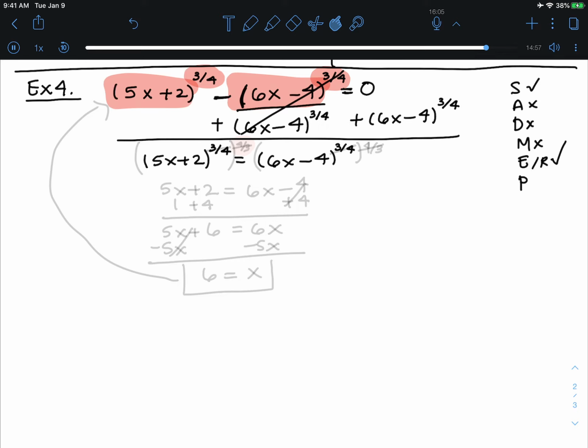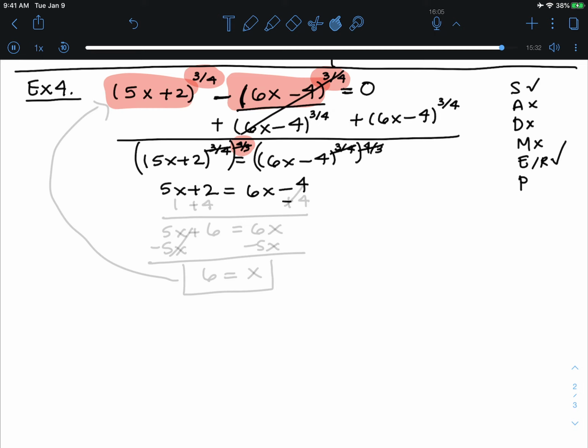Okay? Now you might ask yourself, okay, how am I going to get rid of this power of 3/4, right? Well, there's also another little trick where you can go ahead and multiply it times the reciprocal and raise it to the exponent as well. So I would go ahead and raise this to the power of 4/3, and what I do to one side, I would do to the other as well. 4/3. Now what happens here is that this and this cancel out, this and this are going to cancel out, leaving you with 5x plus 2 equals 6x minus 4.